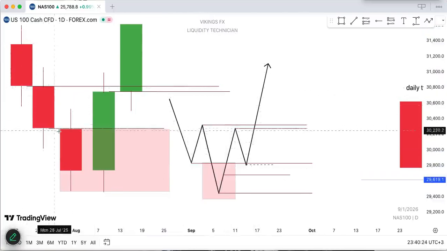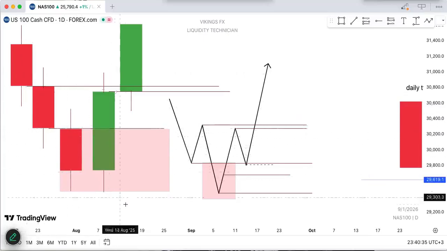The point is, this is the type of OCLs we have to focus on. These OCLs which are on the back wing, and they are of that candle that made the order block.